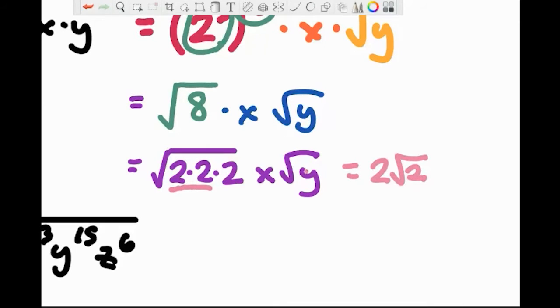The square root of 2 and the square root of y combine, so you have the square root of 2y, and then there's an x there, so that's the final answer. The order does not matter, so if you wrote 2x times the square root of y, that would also count.